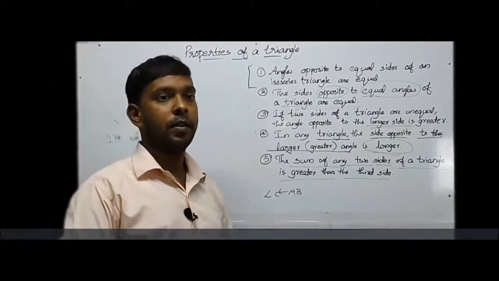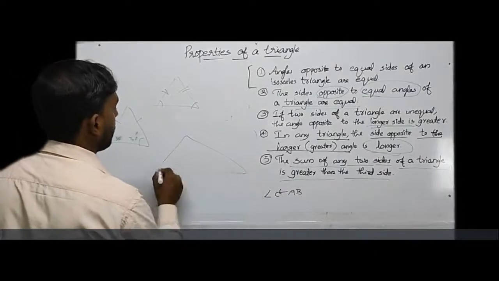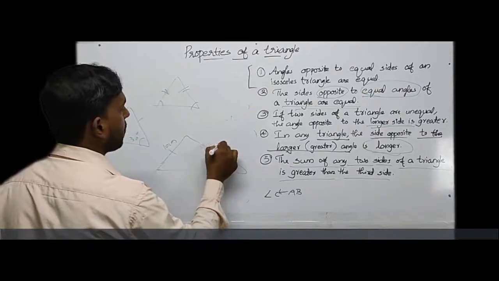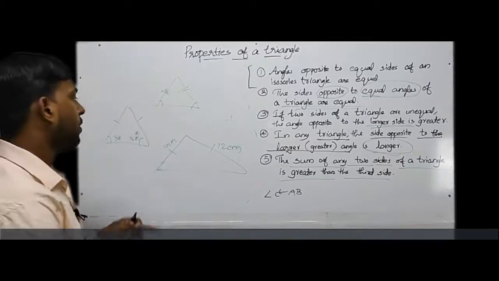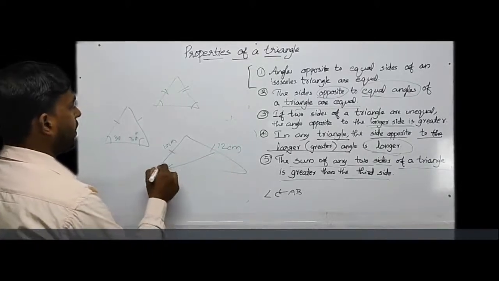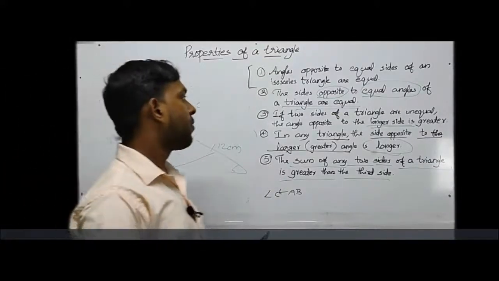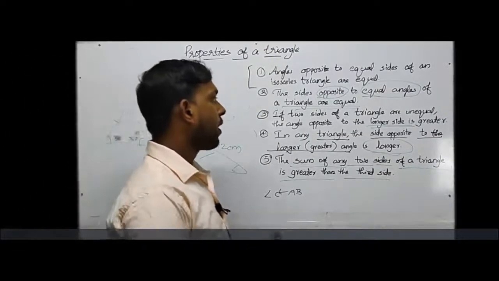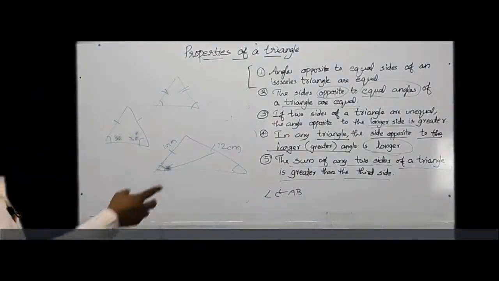Thirdly, if two sides of a triangle are unequal, the angle opposite to the longer side is greater. See, in a triangle, two sides are given here, 10 centimeter and 12 centimeter. These two sides are unequal. Therefore, the angle opposite to the longer side will be greater than the other angle. That's what the property says. Then another property says, in any triangle, the side opposite to the larger angle is longer. It's just the opposite of this.